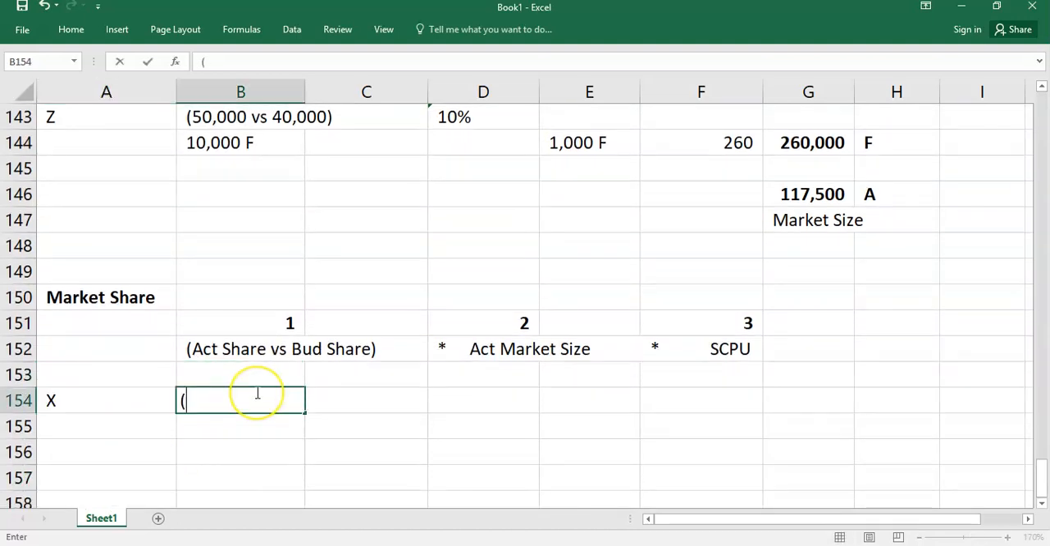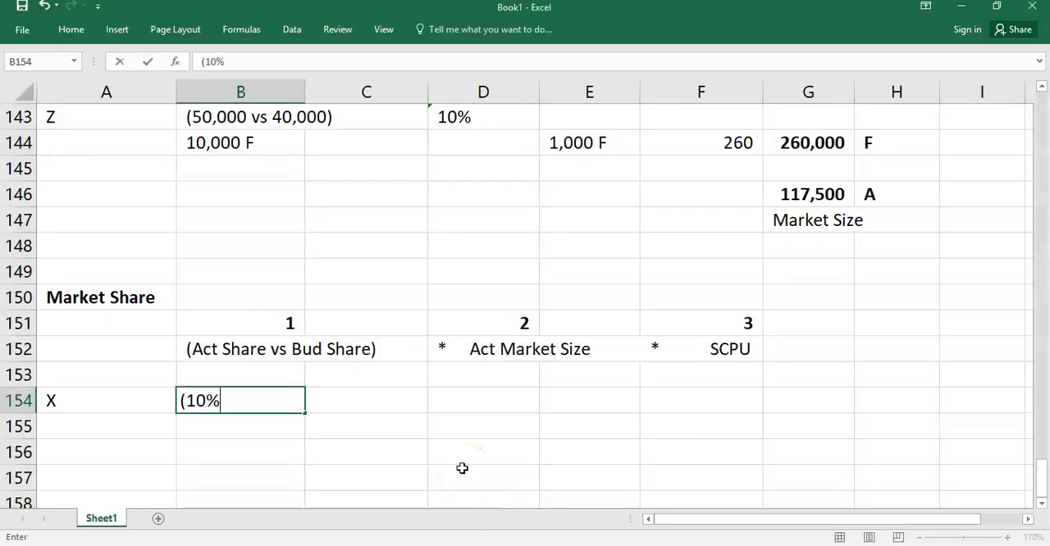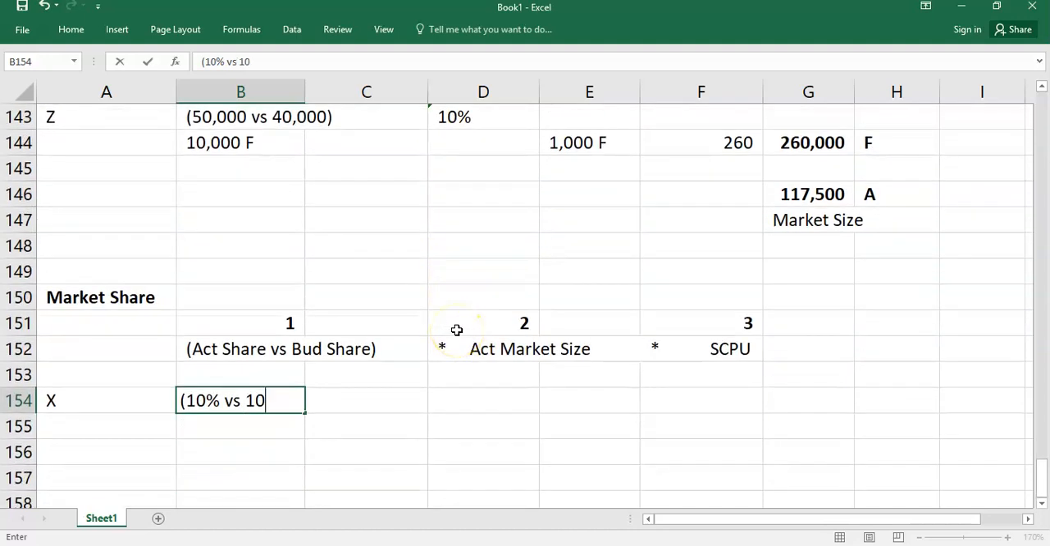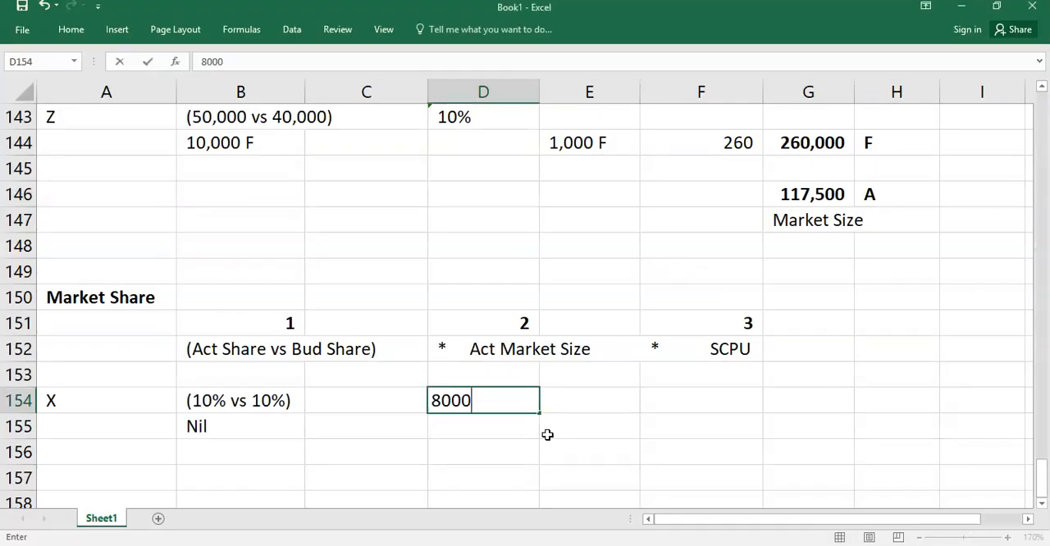So for X here, what was your actual market share? Now to get your actual market share, it's actual over actual. What we mean by that is the actual sales for X were 8,000, the actual units for the domestic market were 80. So that's 8 over 80, 10%. 10% versus the budget share you've done already up here, 10%. So that means there's a nil difference. The actual market size, not that it makes much difference here, 80, and the contribution per unit, 155. But that is a nil variance.